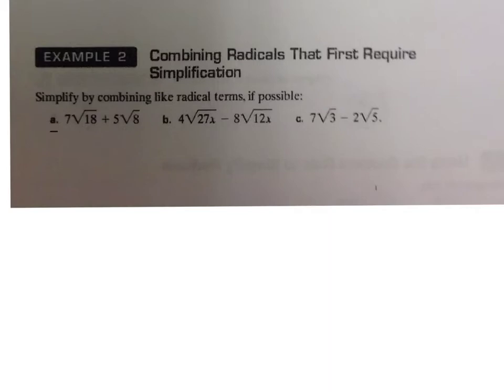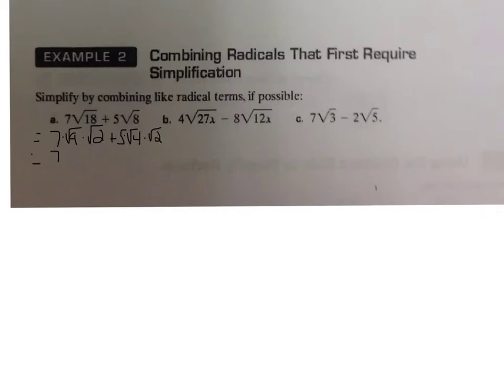So 7 just stays a 7. It gets multiplied by whatever we're going to have to split square root of 18 up to. We need two numbers that multiply to 18, and one of which has to be a perfect square number. Well, 9 is a perfect square number, so 9 times 2 makes 18. So we're going to say 7 times the square root of 9 times the square root of 2 plus 5 times, and then we're going to have to do the same thing with 8. The perfect square number that goes into 8 is 4, so we're going to say 5 times the square root of 4 times the square root of 2.